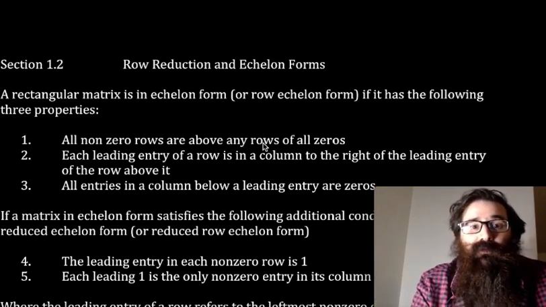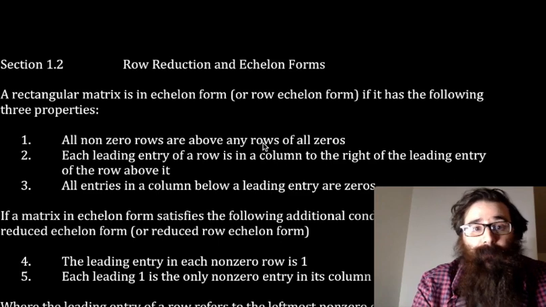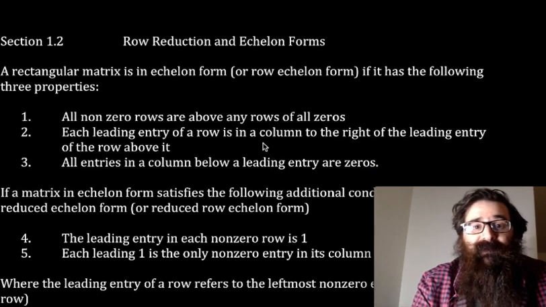We have a rectangular matrix is in echelon form, or we could say row echelon form, if it has the following three properties. First, all non-zero rows have to be above any row of all zeros. Second, each leading entry of a row is in a column to the right of the leading entry of the row above it. Third, all entries in a column below a leading entry are zeros.